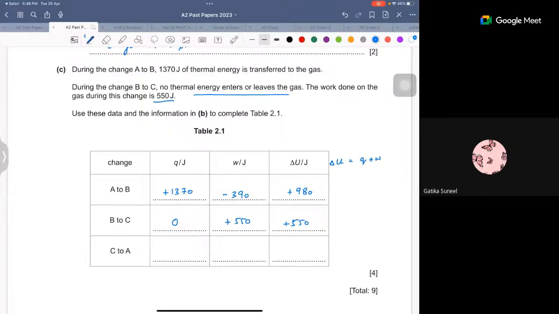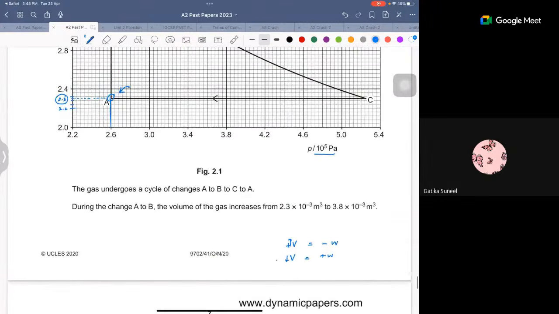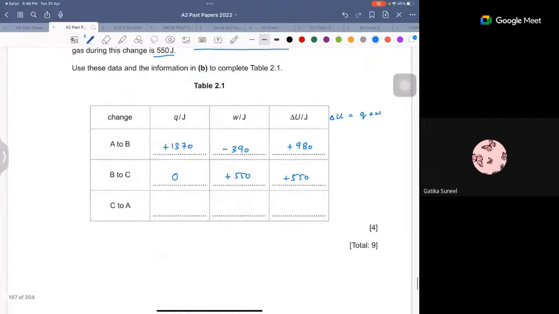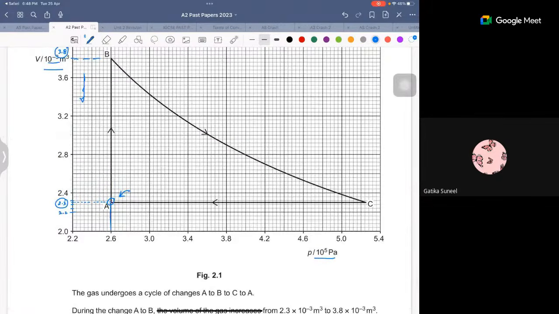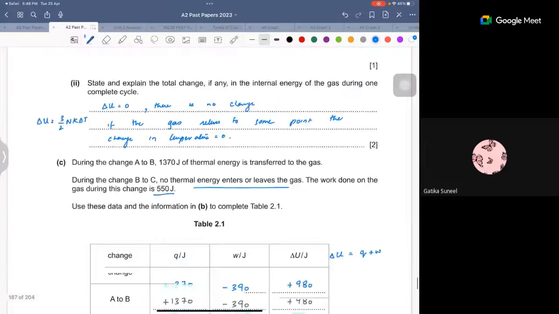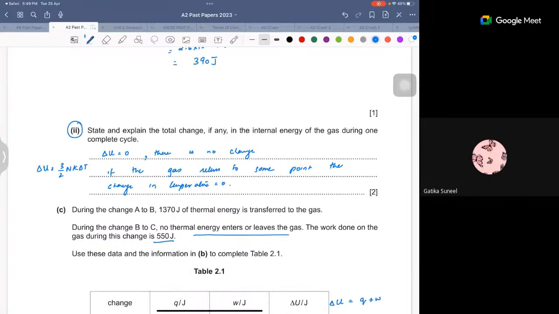Now, the rest of the column is missing, but we must have some clue about it. So the change is happening from C to A. What is happening from C to A? Pressure is changing, volume stays constant. If the volume stays constant, then work done, which is pressure times change in volume, is zero, since the change in volume is zero. So at least we know that the work done in this change has to be zero. And then we'll use the idea from this in the last one.